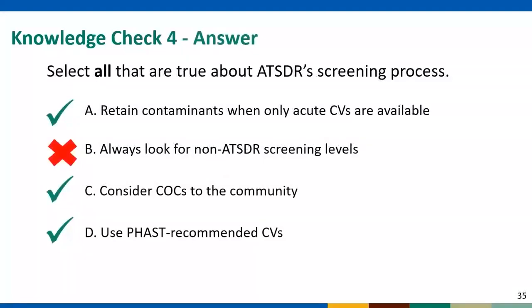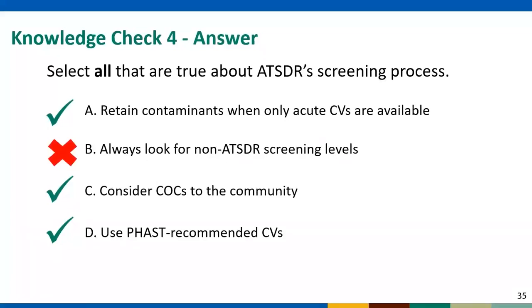For those who chose A, C, and D, great job. As indicated by the green check marks, these are all true answers about our screening process. For choice A, we should retain contaminants when only acute CVs are available. In fact, we should retain contaminants when only CVs are available, regardless of whether your contaminant exceeds the CV.